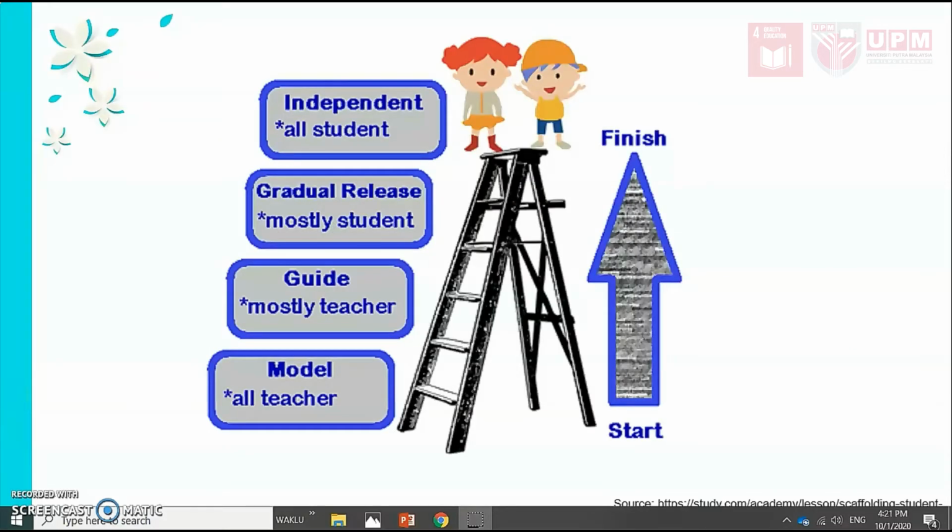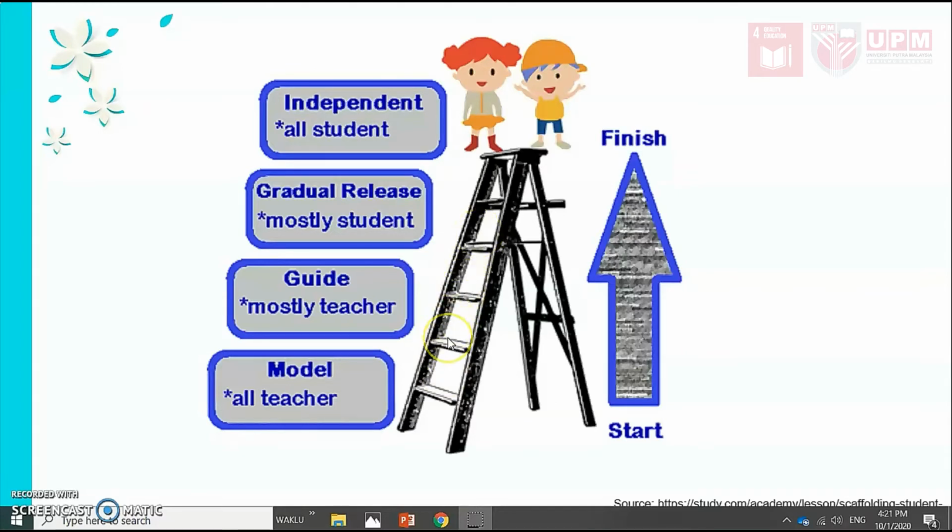So scaffolding instruction as a teaching strategy originates from a Soviet psychologist, Lev Vygotsky. According to Vygotsky, scaffolding instruction is defined as the role of teachers and also others in supporting the learner's development as well as providing them support structures to get to the next stage or level.